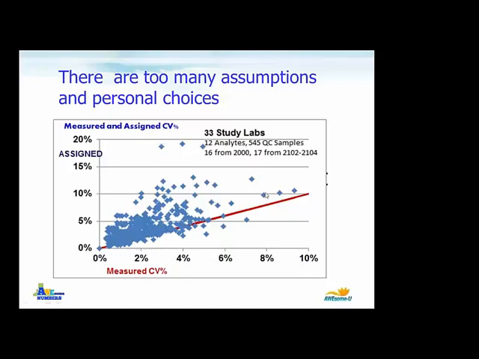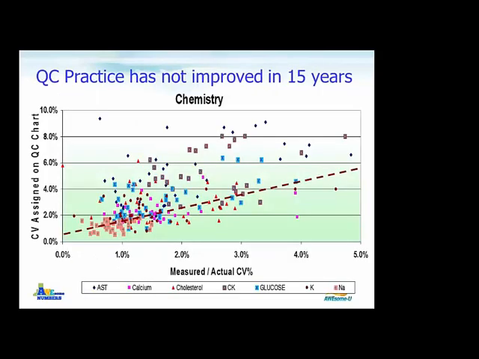Almost unanimously, they have assigned the SD higher than it really is. When you assign the SD higher than it really is, that means the QC rule is going to take longer to detect a clinically significant error. It's not changed in 15 years. This is from the year 2000.